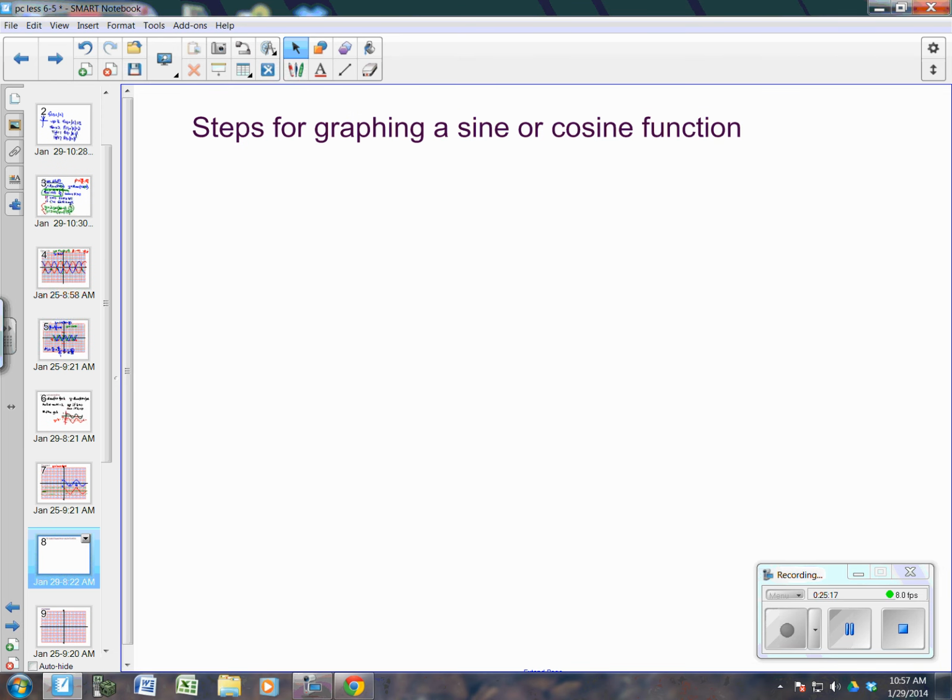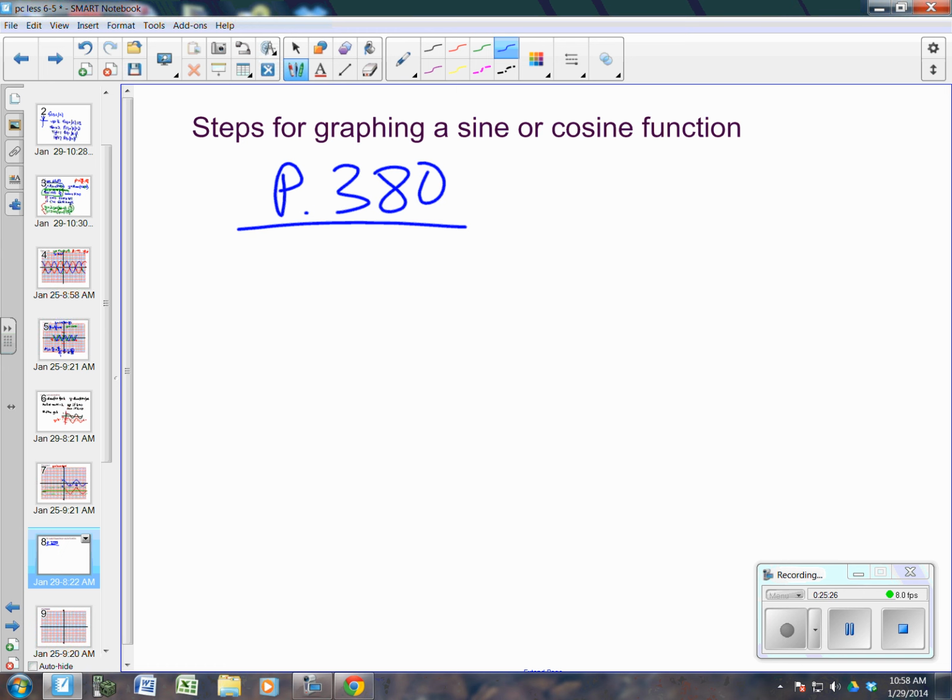Okay? In fact, I want everybody to turn to page 380 in your book. I'm not going to rewrite them down. Everybody go to page 380. There are 4 steps. It tells you kind of what order to do everything in. I want you to write those down.